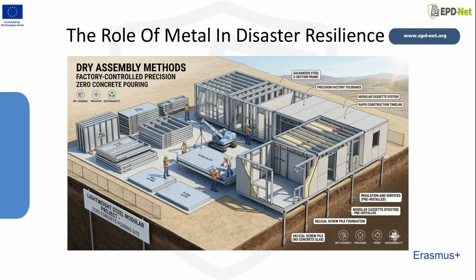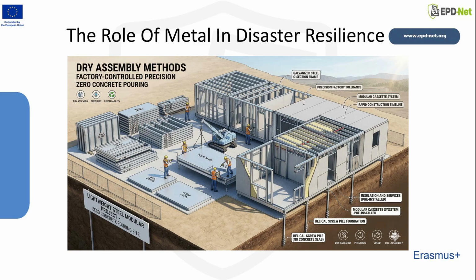Additionally, steel systems are ideal for post-disaster scenarios. Temporary housing units, emergency response centers, and modular health facilities can be rapidly deployed using prefabricated metal components. The modular nature of steel construction also supports scalability. Units can be expanded, relocated, or reconfigured as needed.